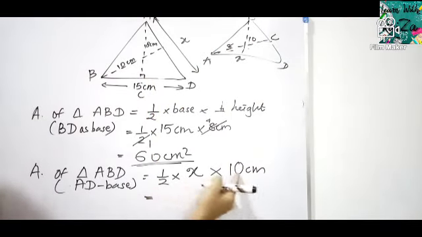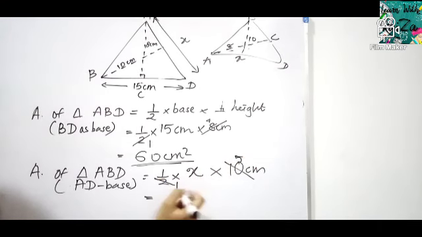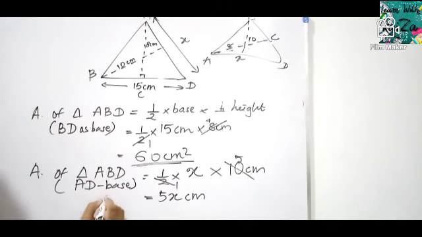So now, cancel. 2 times 1 is 2. 2 times 5 is 10. 5 times x is 5x centimeter. But now we need to find x. We know that the area of the triangle ABD is 60. We took it. So equalize this 60 square centimeter to 5x centimeter.